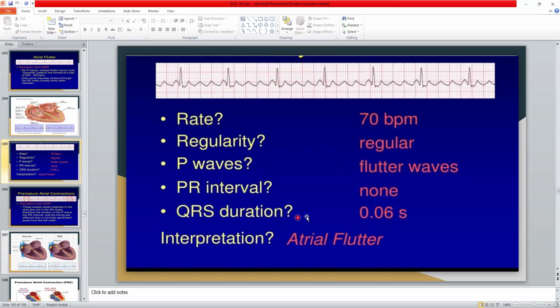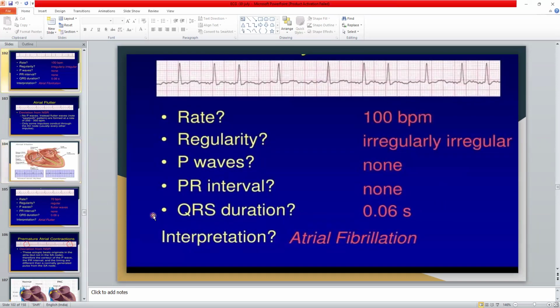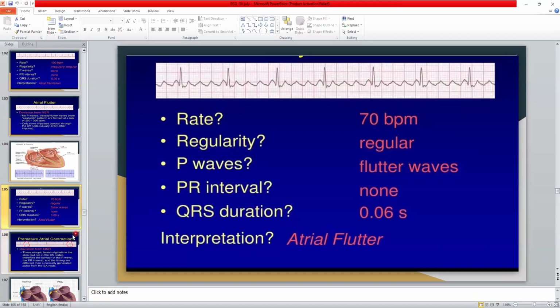So, what is your interpretation? Interpretation is atrial flutter. So, the difference between atrial fibrillation and atrial flutter is, in atrial flutter you can see the sawtooth appearance, that is the flutter waves. Whereas in atrial fibrillation, you will find fibrillating atria. This is the atrial flutter I have told you.